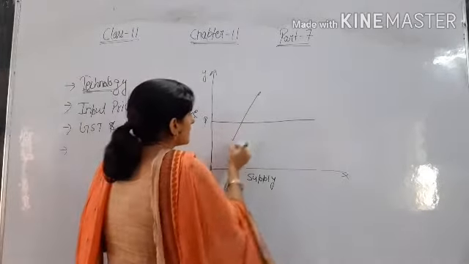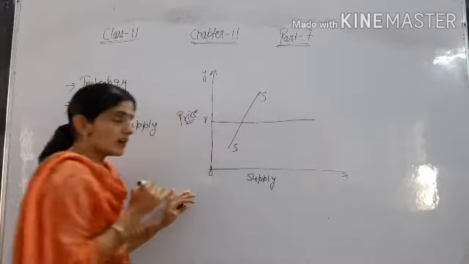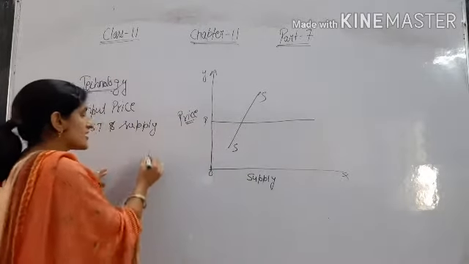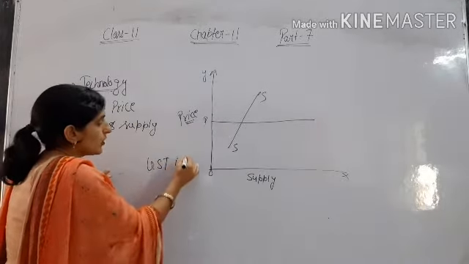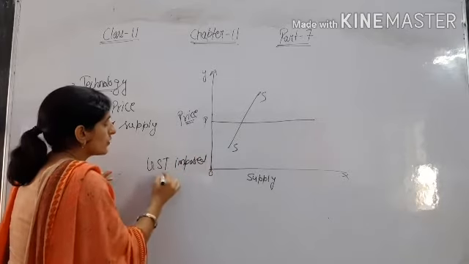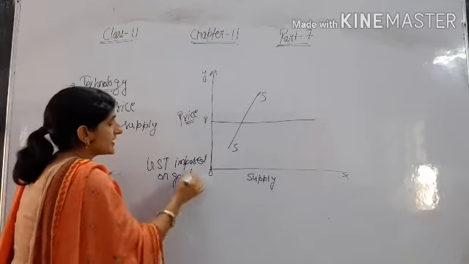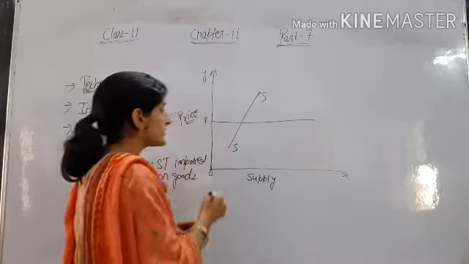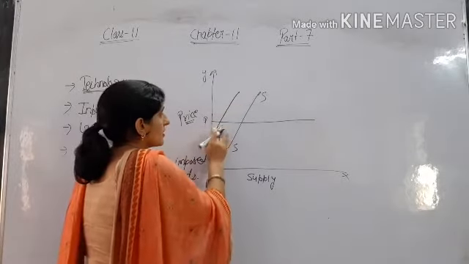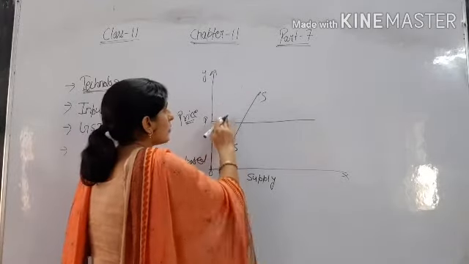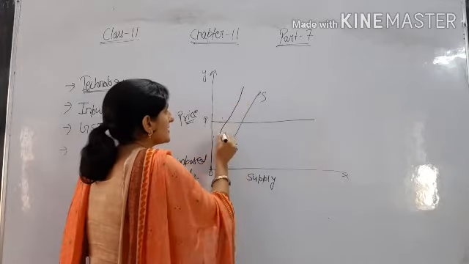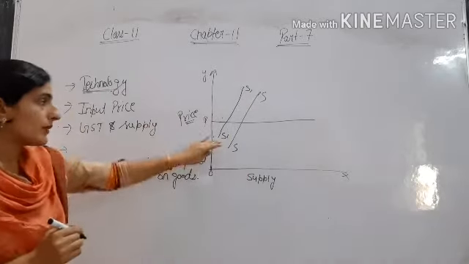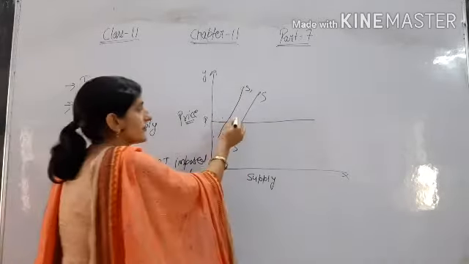For example, firstly, this is our supply curve, and if GST is imposed on the goods, then there is an increase in the cost of production, and due to the increase in the cost of production, the producer will supply less at the same price. As we have assumed that our price is constant, the producer will supply less at the same price, and the supply curve shifts backward.